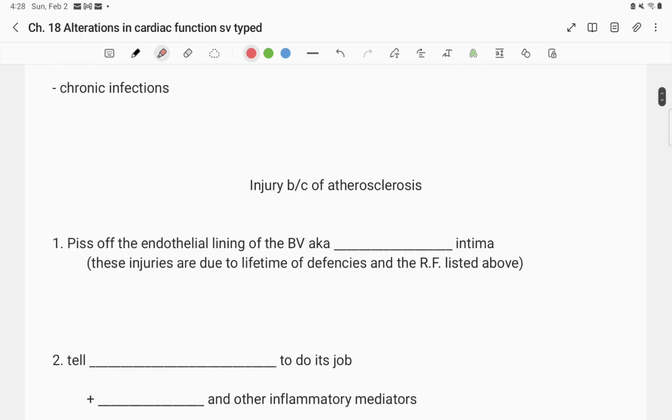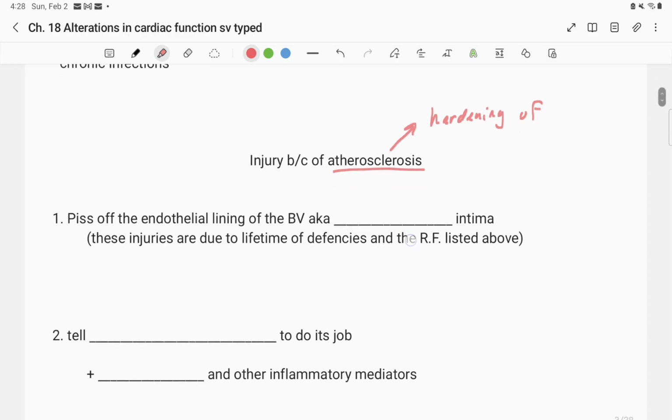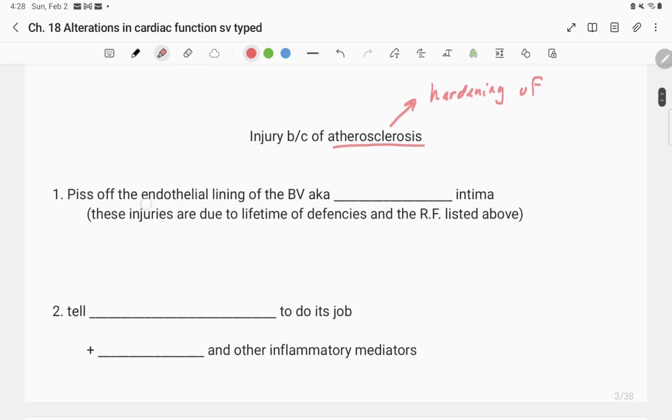Injury because of atherosclerosis. Okay, sclerosis means hardening of. All right, so this is where the blood vessels become hardened. So how do you do this? First, you piss off the endothelial lining of the blood vessel.